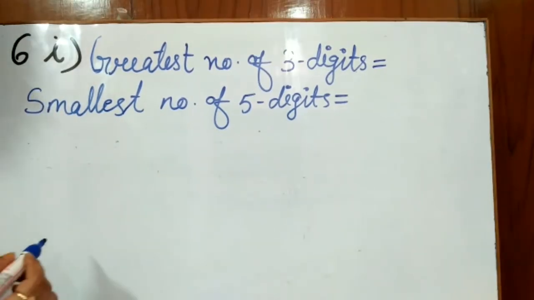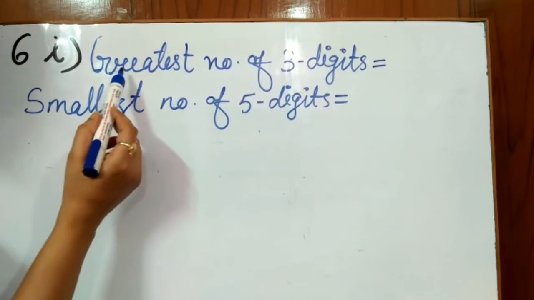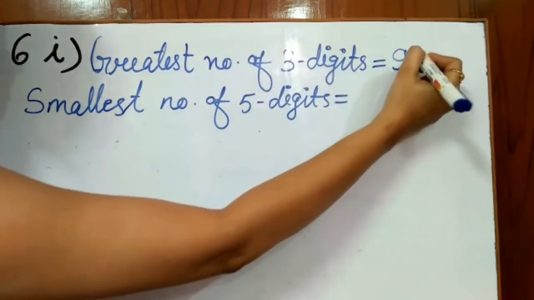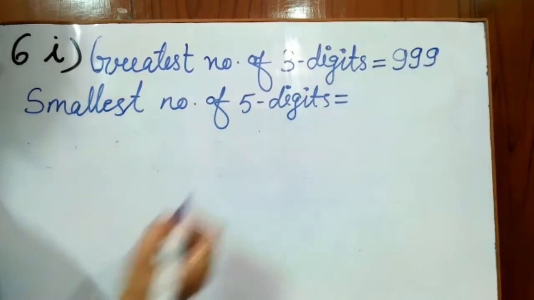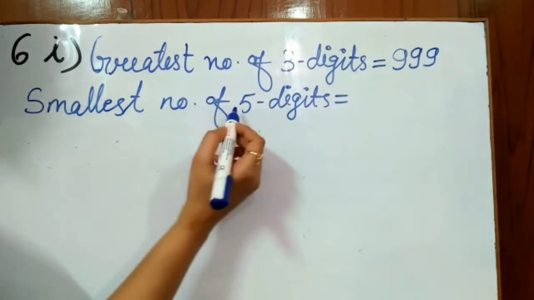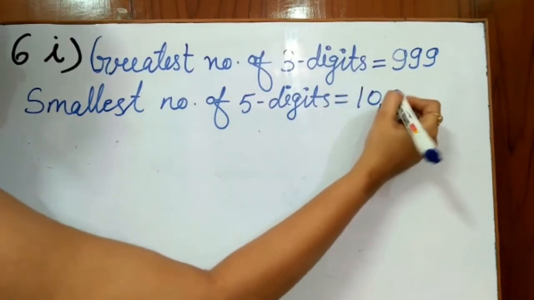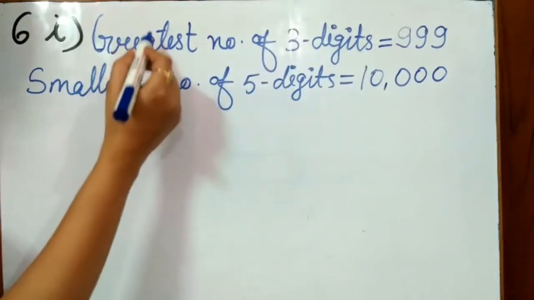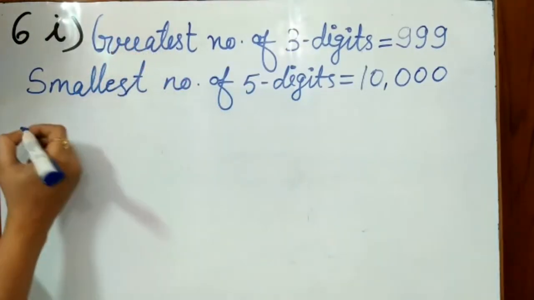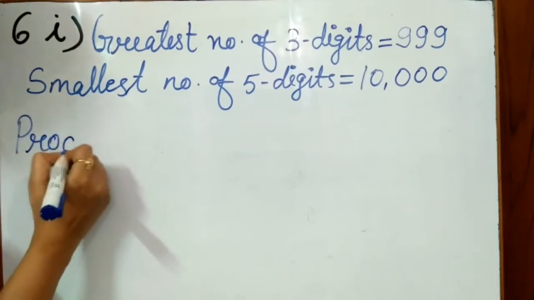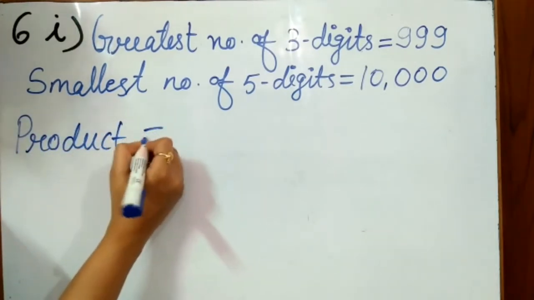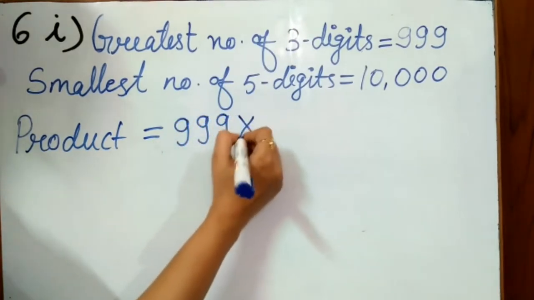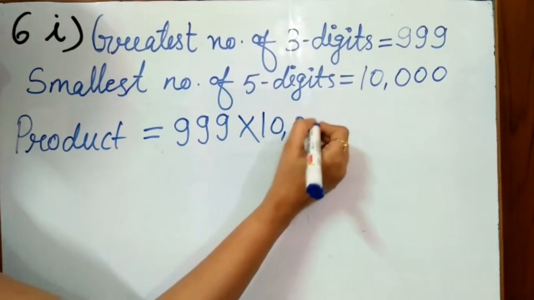First of all, we will find out the greatest number of 3 digits, that is 999, and the smallest number of 5 digits, 10,000. Now we will find out the product of these two numbers. The first number is 999 and the second number is 10,000.